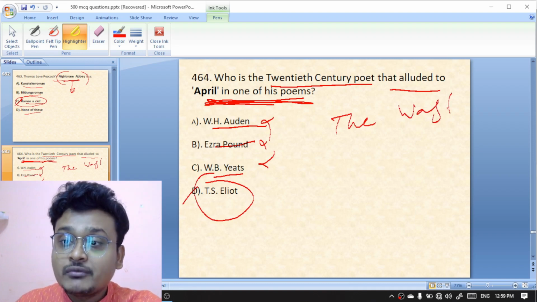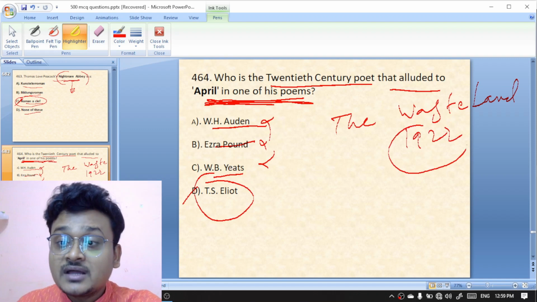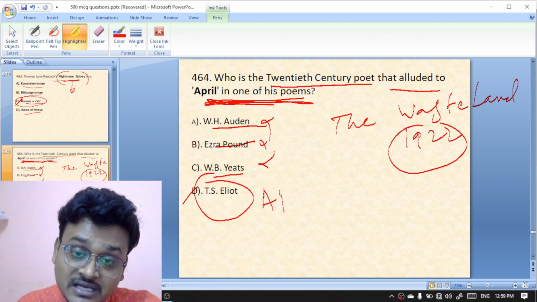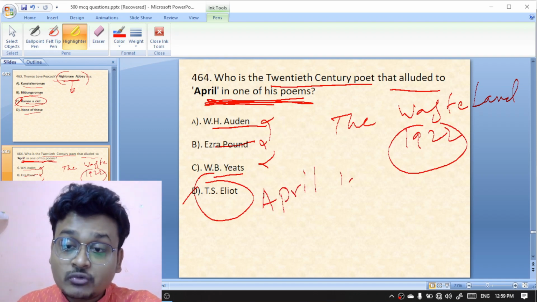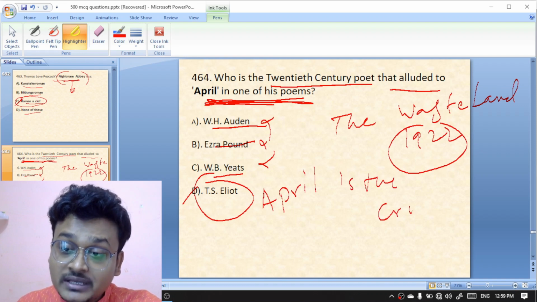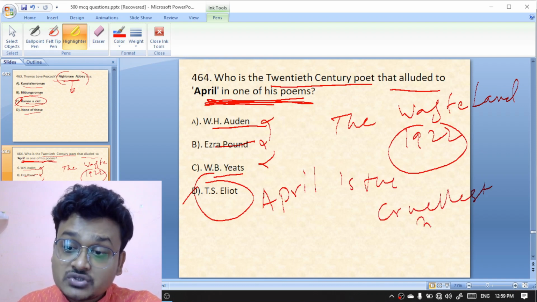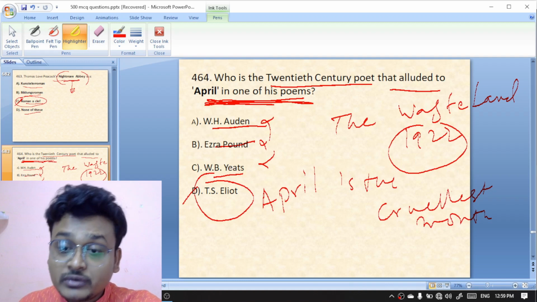The Waste Land, the work published in the year 1922, has the opening line: April is the cruelest month. So this is the opening line. April is the cruelest month.